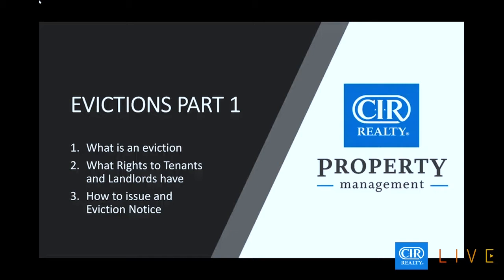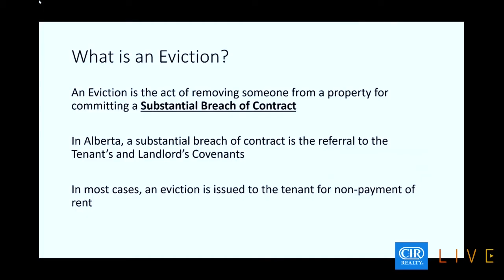All right, evictions part 1. So we have what is an eviction, what rights do tenants and landlords have, and how to issue an eviction notice. So what is an eviction? An eviction is the act of removing someone from a property for committing a substantial breach of contract. In Alberta, a substantial breach of contract is the referral to the tenant and landlord's covenants.